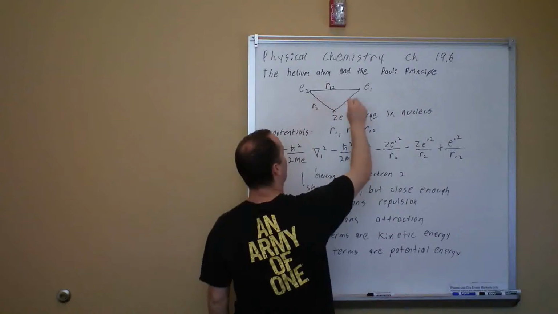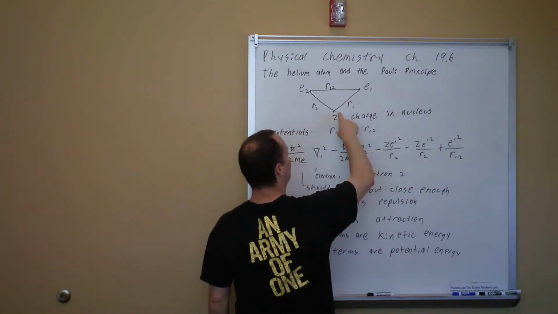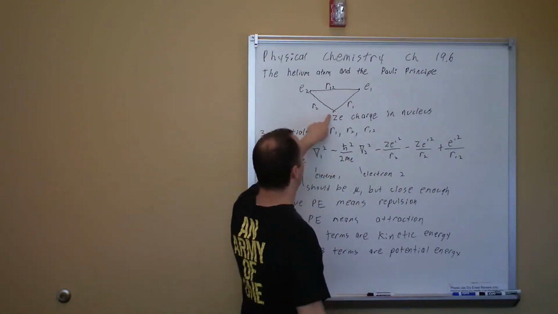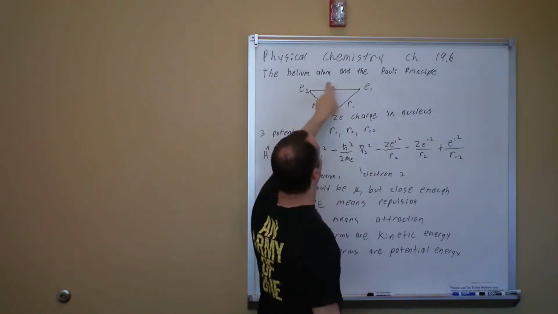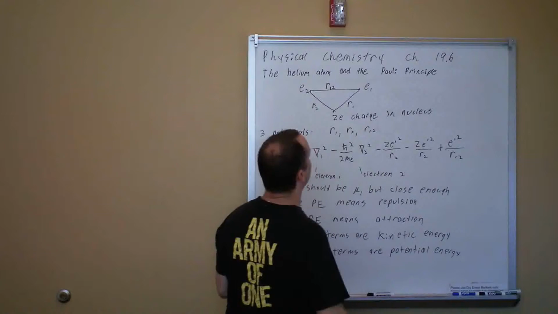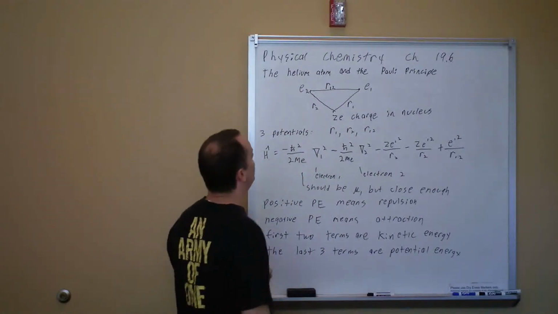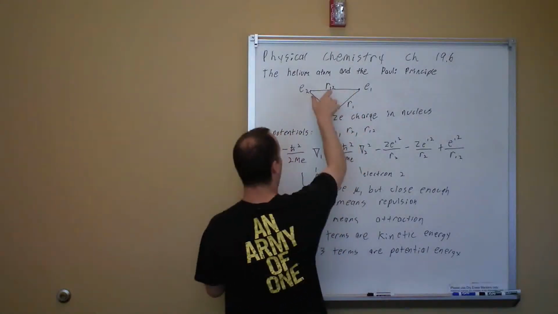So you have these three distances. You have r1, which is the distance from the nucleus to electron 1. You have r2, which is the distance from the nucleus to electron 2. And you have r12, which is the distance between the two electrons. Now, this is going to give us three different potentials.